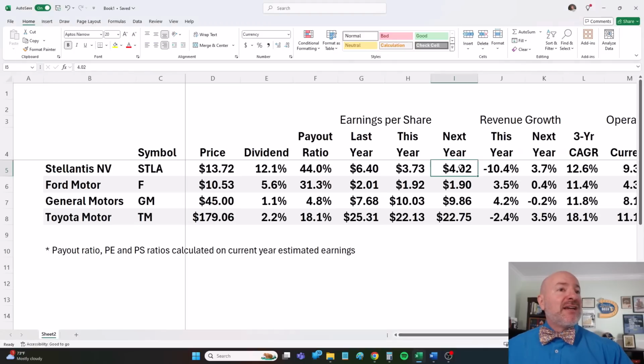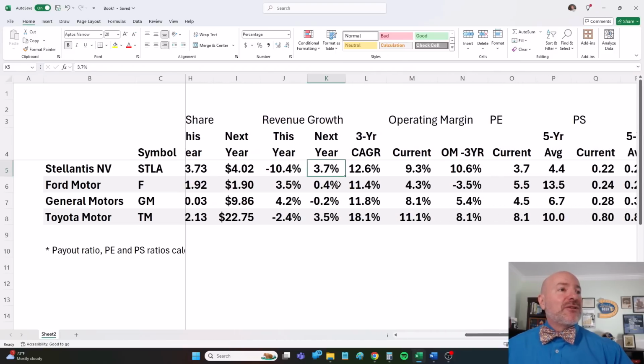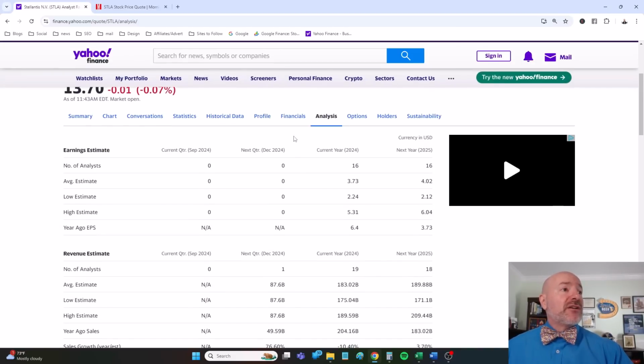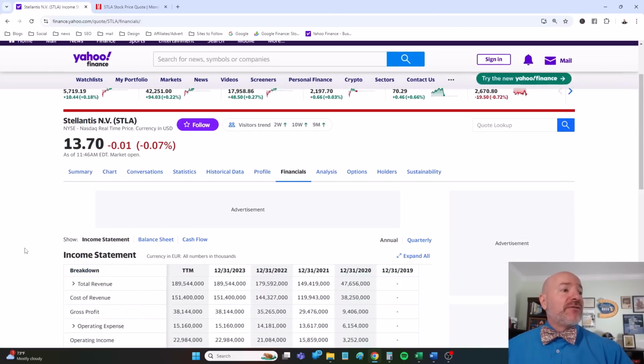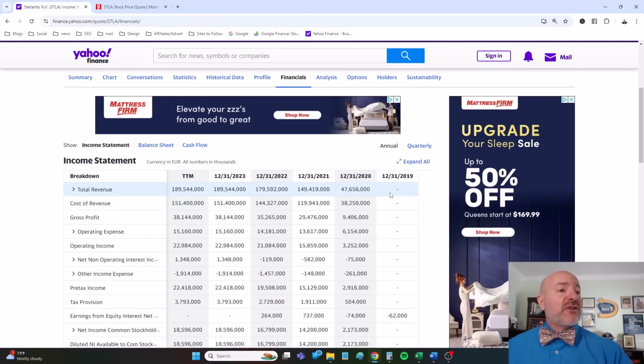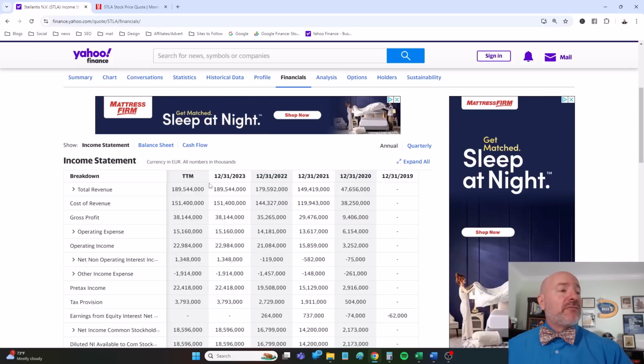So I've added that. Now that's the last year's, this year's, and next year's earnings. I've also added the revenue growth here. This year, negative 10%. Next year, 3.7%. And I also wanted to get a sense of longer term growth for each of these. So I did a 3-year CAGR, which is compound annual growth rate. For that, you're going to go to the financials here. This is on Yahoo Finance. You're going to get the last 4 years of financials, or 5 years, plus the trailing 12 months. That TTM is always trailing 12 months.